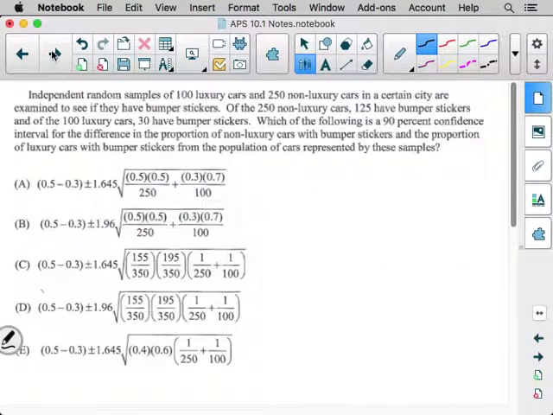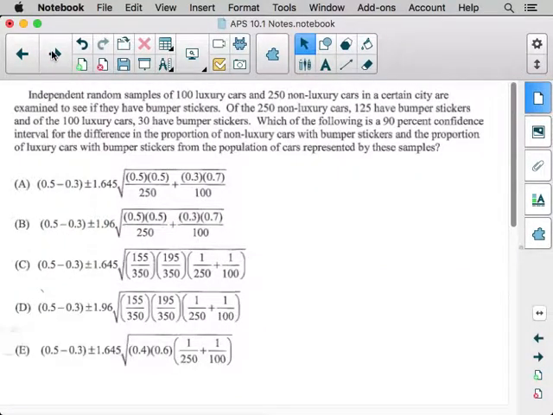All right, next one. Independent random samples of 100 luxury cars and 250 non-luxury cars in a certain city are examined to see if they have bumper stickers. Of the 250 non-luxury cars, 125 have bumper stickers. And of the 100 luxury, 30 have bumper stickers. Which of the following is a 90% confidence interval for the difference of the proportion of non-luxury cars with bumper stickers and the proportion of luxury cars with bumper stickers?